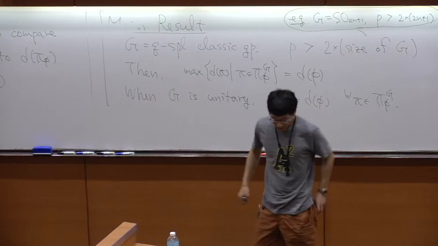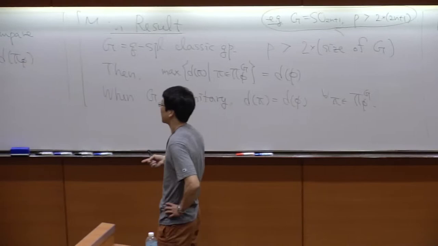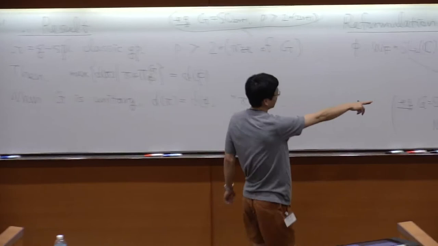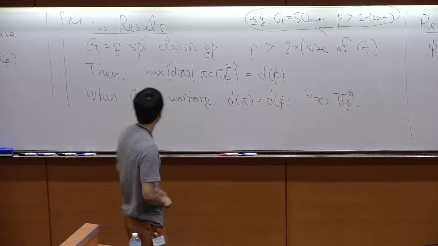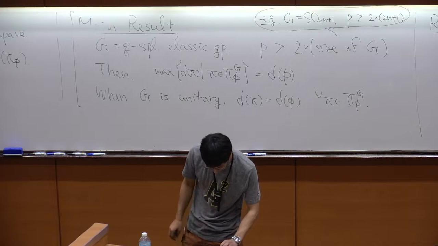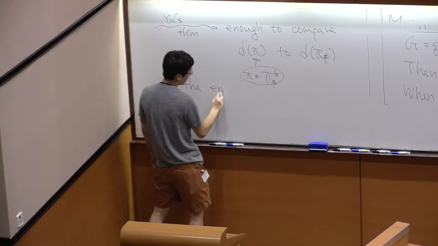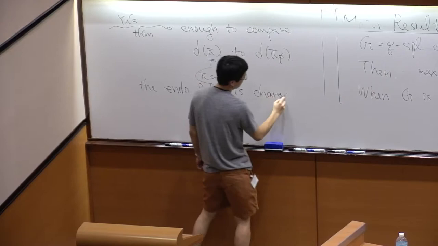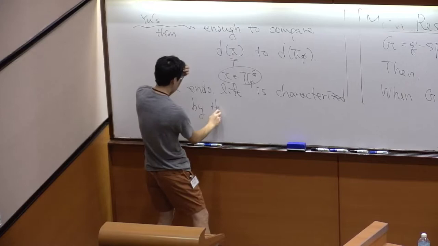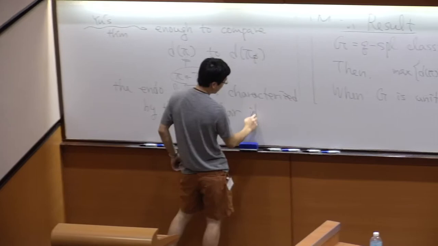So as explained in the talk of Professor Witek Gang, this operation of endoscopic lift can be characterized by the so-called endoscopic character identity. So we investigate the character identity. So the endoscopic lift is characterized by the endoscopic character identity. So next, let's recall it.